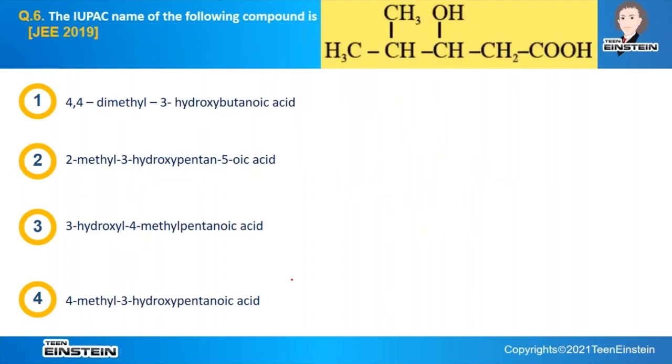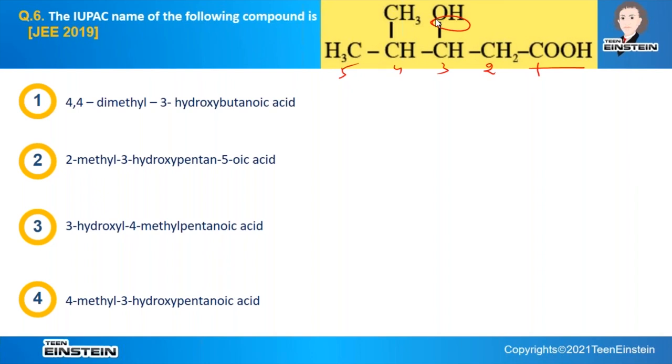The IUPAC name of the following compound. So here they give the functional group, which is the acid group. So the numbering starts from here. This is 1, this is 2, this is 3, this is 4 and 5. So while naming the compound, the longest chain that has the principal functional group, which is the acid group, is chosen and numbered in such a manner that the principal functional group gets the lowest number. So here the OH group acts as a substituent.